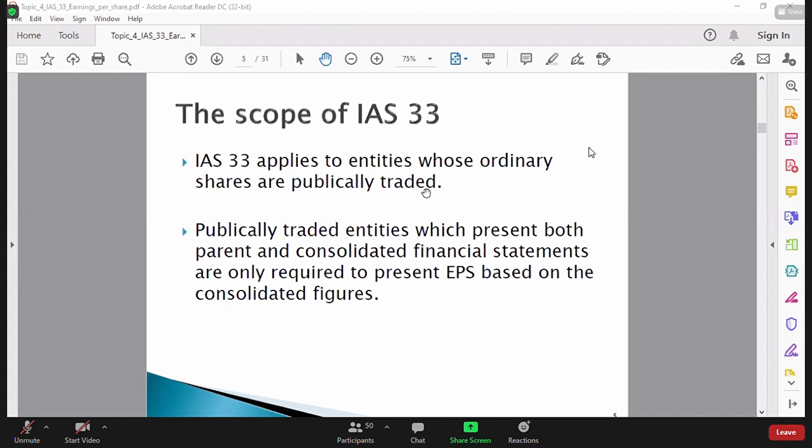In our country it is Bursa Malaysia; if in another country, it will be their own stock exchange. So publicly traded entities which present both parent and consolidated financial statements are only required to present EPS based on the consolidated figures. You all know what consolidated means, right? Consolidated means they have subsidiaries, meaning they hold major shares in the subsidiaries, but they need to come out with only one EPS.